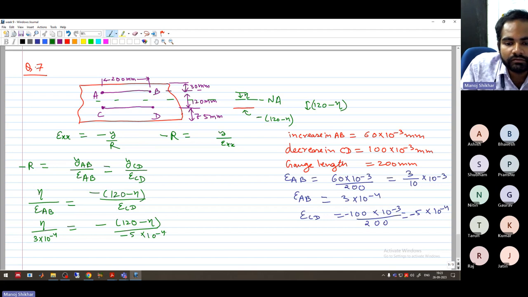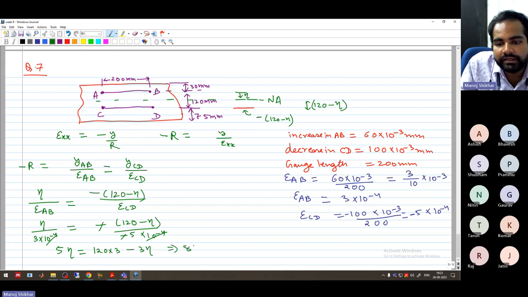So from here, this will cancel out. This negative sign will cancel out. So 5 eta equal to 120 into 3 minus 3 eta. Implies that 8 eta equal to 120 into 3. So eta equal to 45 mm.